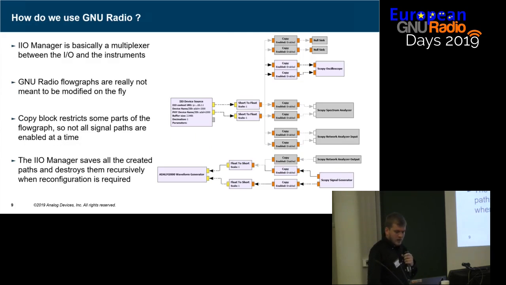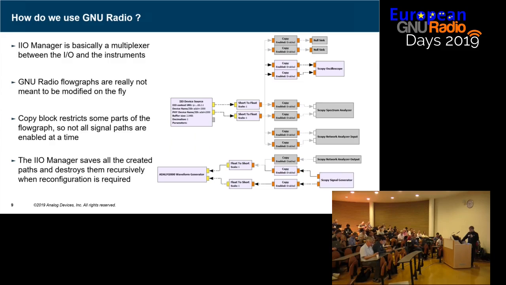So how do we use GNU Radio? We created this IO manager class, which is basically a multiplexer between the input-output of the hardware and the instruments. So, for example, you can't have instruments that use the same resources running at the same time. For example, you have the oscilloscope, which uses the ADC, and the spectrum analyzer also uses the ADC, but the settings between them might be conflicting, so you can only run one of them at one time. So we created this IO manager class that handles this.